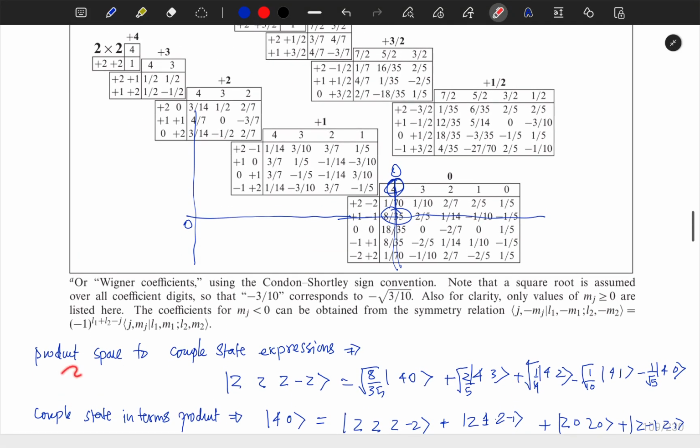So also this product space to coupled state we can express. So let's say we have 2, minus 2. So 2, minus 2, that basis we want to see. So in that case m1 m2 are 2 and minus 2. So this is the 2 and minus 2.